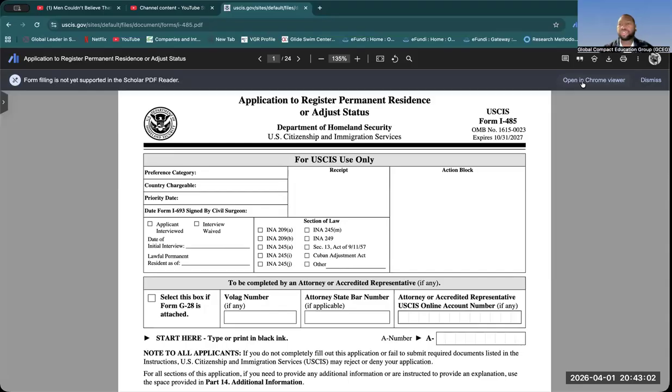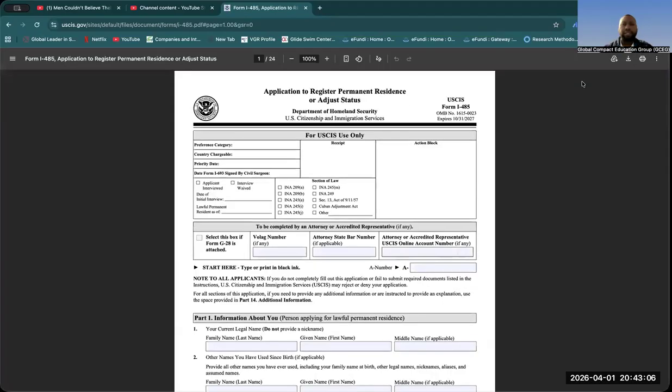All right. Hi everyone. I would like to share my screen so that we could look at how to complete the I-485.